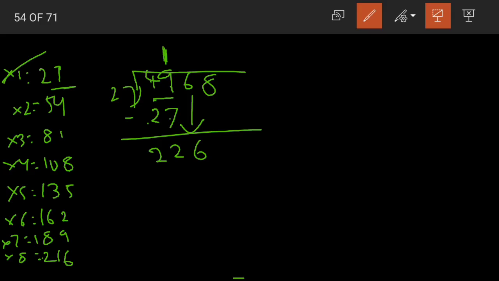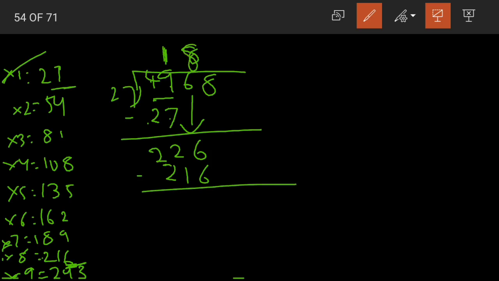Bringing the tens digit down, we have 226. Now, see here, 27 8s are 216, 27 9s become what? 243. So which number should we go with? 226 comes between here. Should go with the smaller number. 27 8s are 216. Then subtract. Remember to write 8 in the quotient, children. 6 minus 6, 0, 2 minus 2, 0. Yes, so we are left with 10, then bringing the ones digit down, 108.